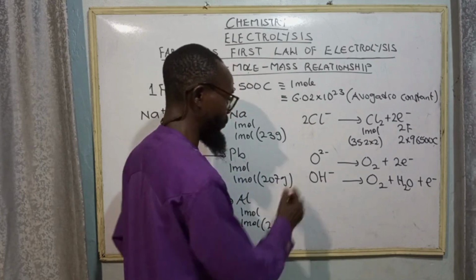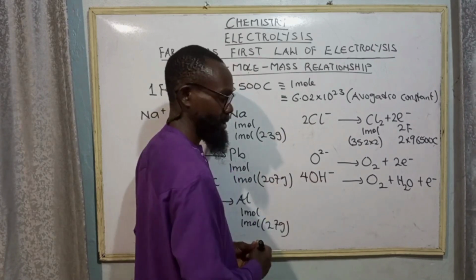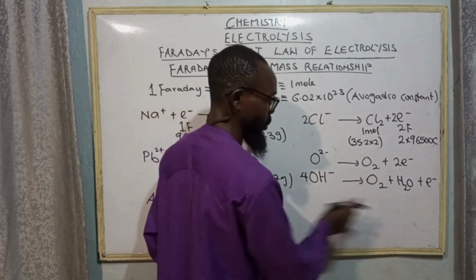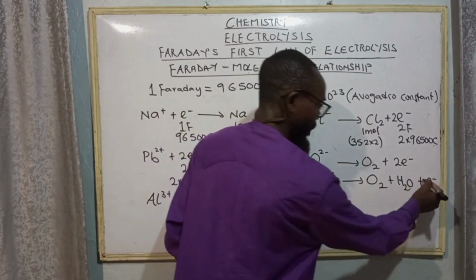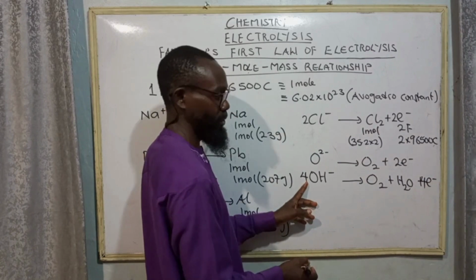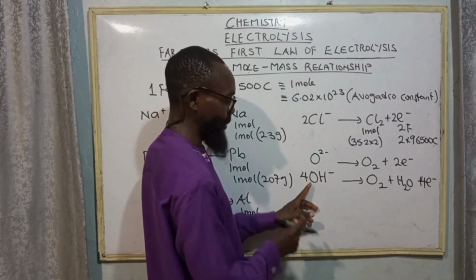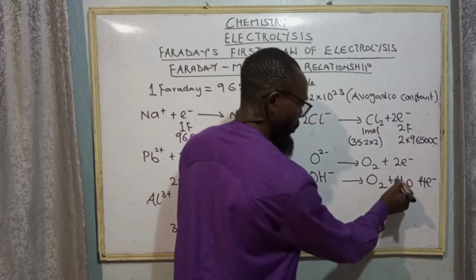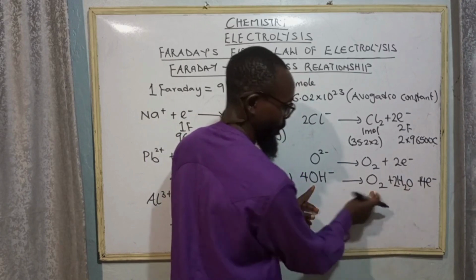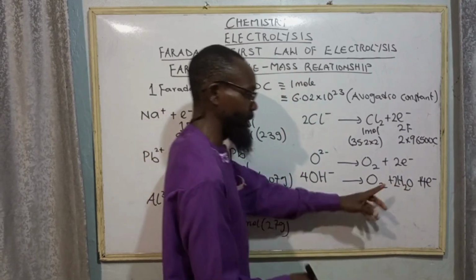Now we want to balance this. To balance this, 4 of this OH minus is going to give us this. So here we are going to have 4 electrons, since this one is 4. So definitely our oxygen must be 4. So let me put 2 here. Oxygen here is 2 plus 2 making 4. Hydrogen is 4, hydrogen is 4.